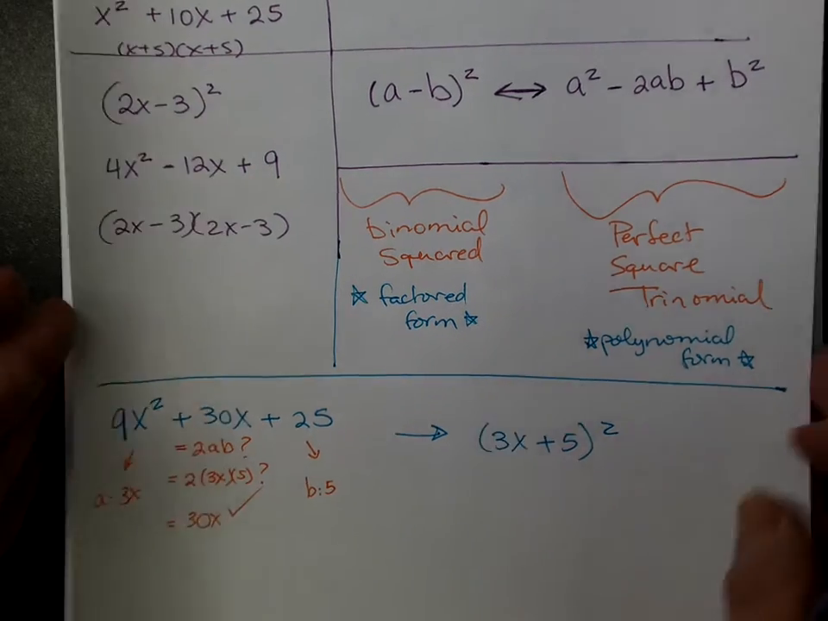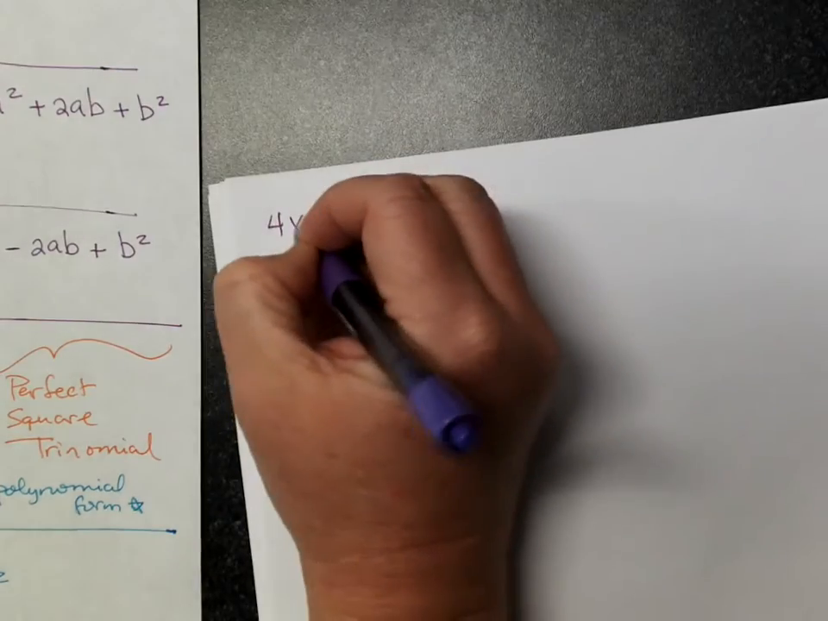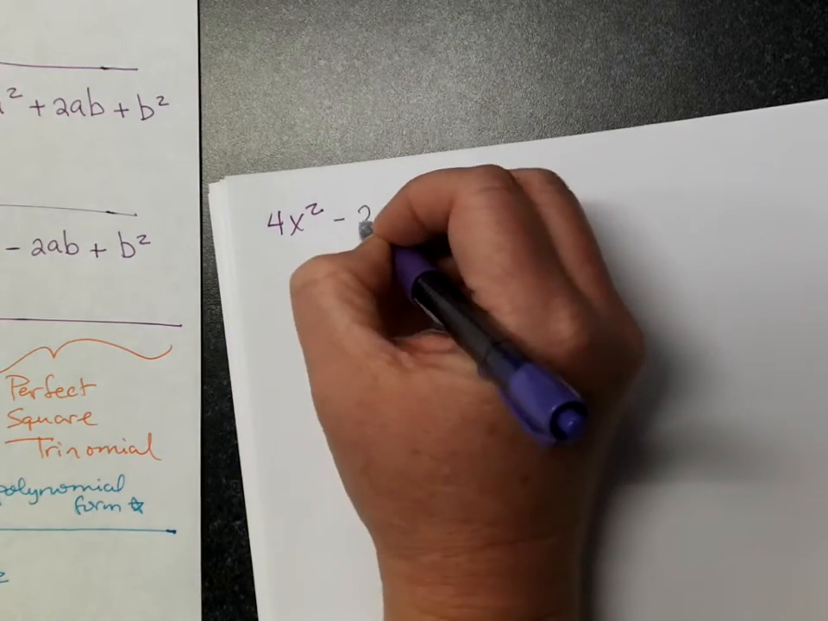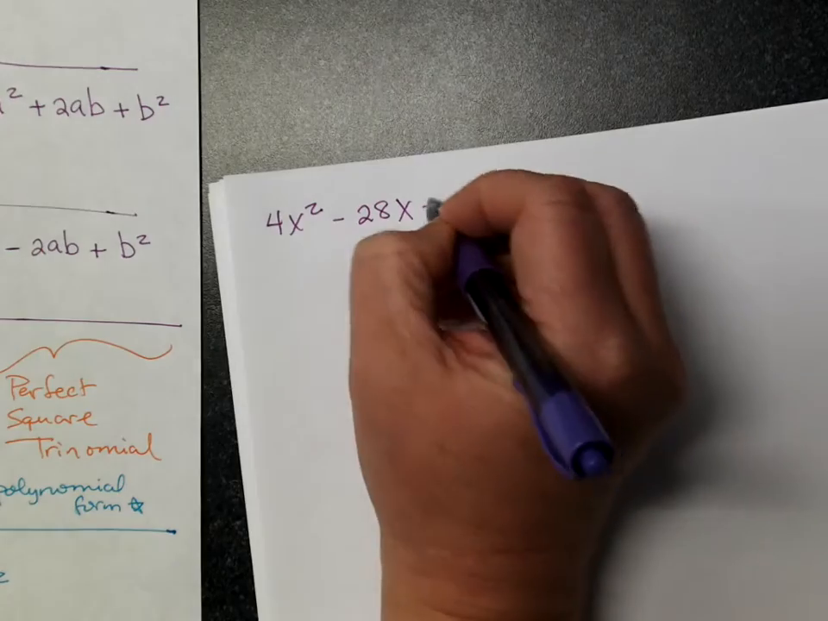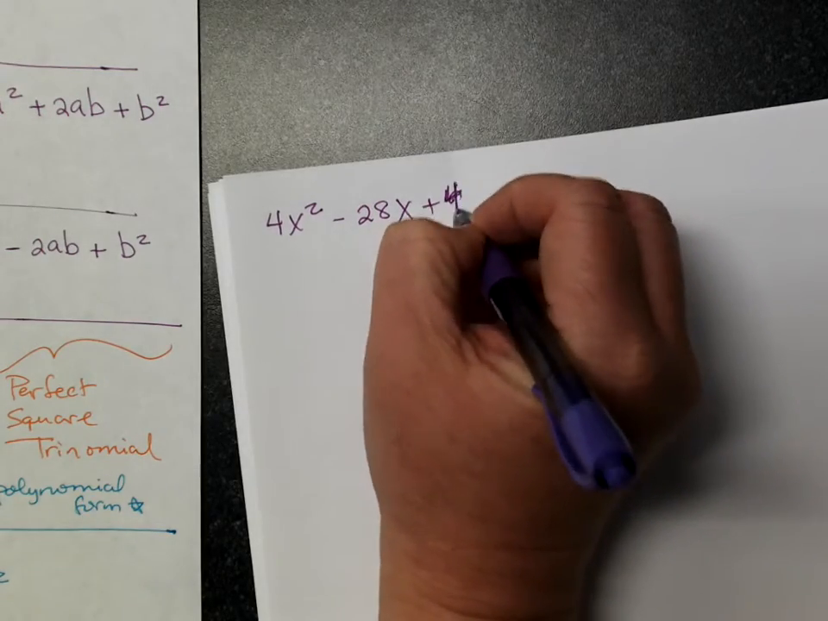Okay. Try this one. 4x squared minus 28x plus 49.